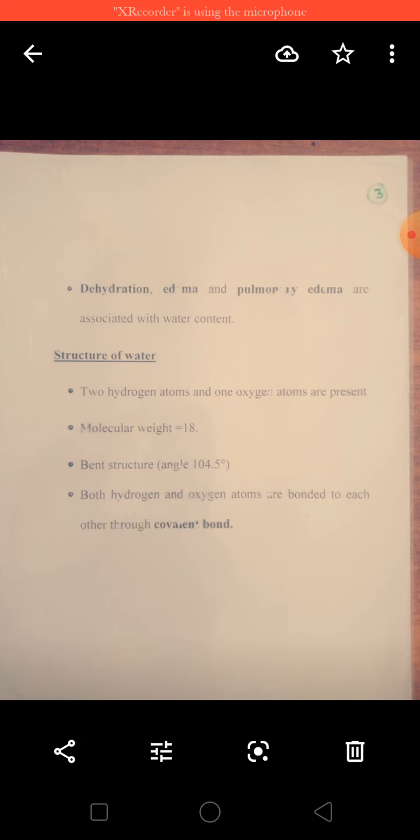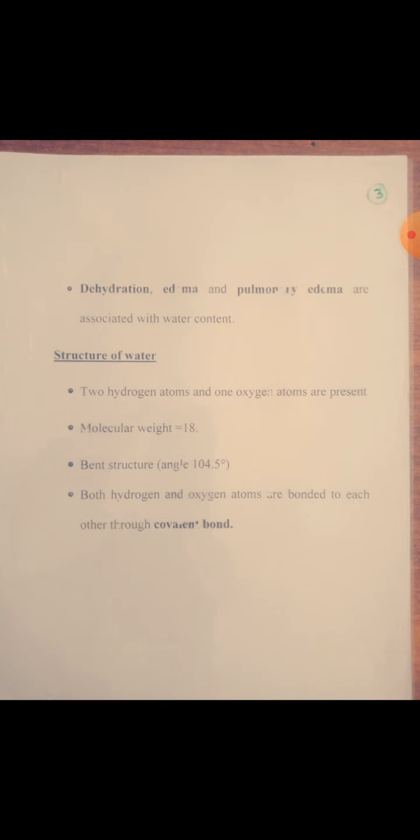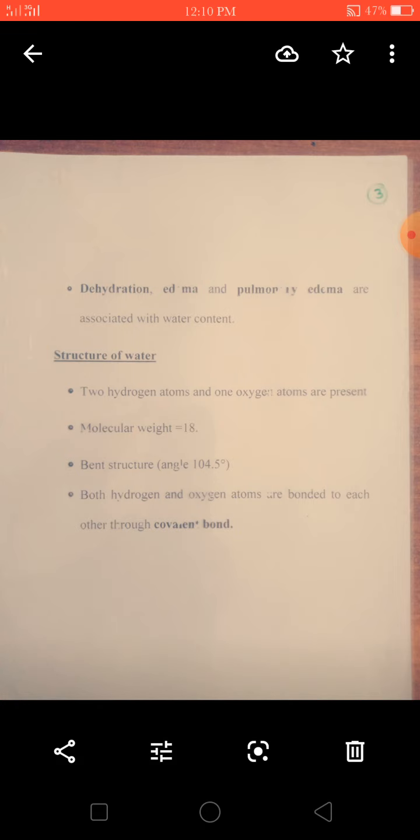Now we will have an overlook over the structure of water. Very simple. You have studied it well in detail. There are two hydrogen atoms and one oxygen atom, and the molecular weight is 18. Water has a bent, angular structure, and what is the value of the angle? It's 104.5, deviated from the regular tetrahedral angle, that is 109.5. And you know very well that covalent bonding is present in the water molecule. Two hydrogens and one oxygen are covalently bonded to each other.